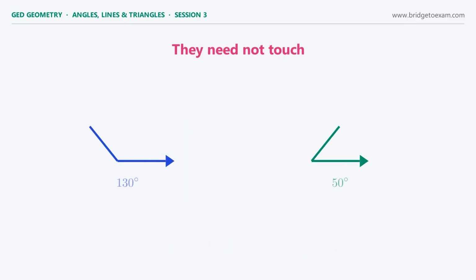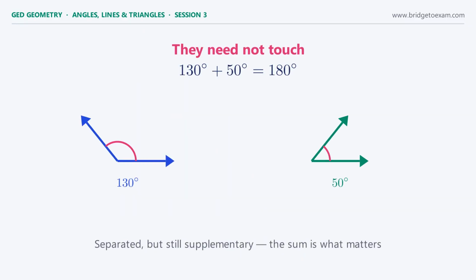Here's an important idea that surprises a lot of students. Complementary and supplementary describe the sum of two angles, nothing more. The two angles do not have to be touching, and they don't have to share a side. A problem might show one angle on the left side of the page and another all the way on the right, and simply tell you they are supplementary. That's completely fine. As long as the two measures add to 180, the rule still applies. Don't let separated angles fool you.